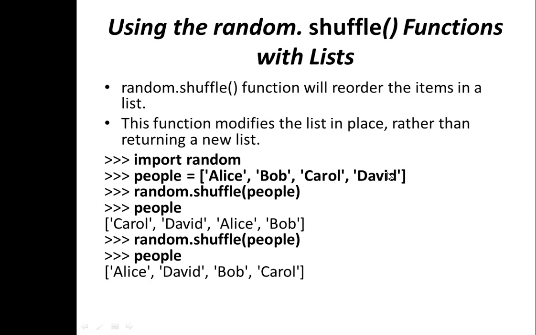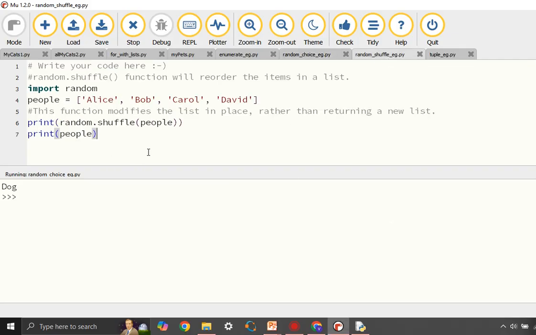Now there is one more function called the shuffle function. What does the shuffle function do? This is also inside the random module. It will just shuffle the items in a list. Remember, this will modify the list in place rather than returning a new list. Let's see with an example.